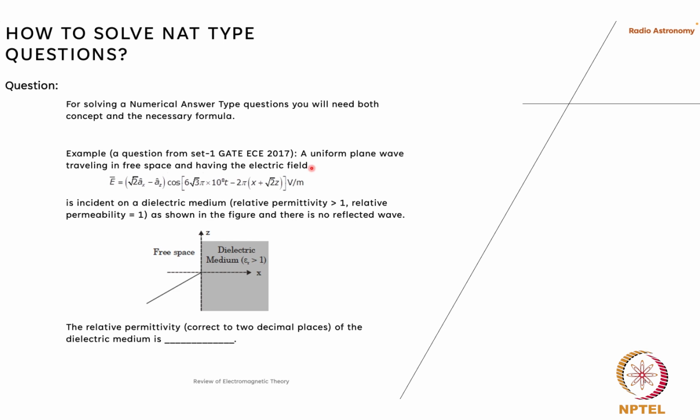So the question says, given an electromagnetic wave which is traveling in free space having electric field as shown here, you have to calculate the relative permittivity of the dielectric medium if there is no reflected wave. So here the trick is there is no reflected wave. Okay, so let's see how to solve this.